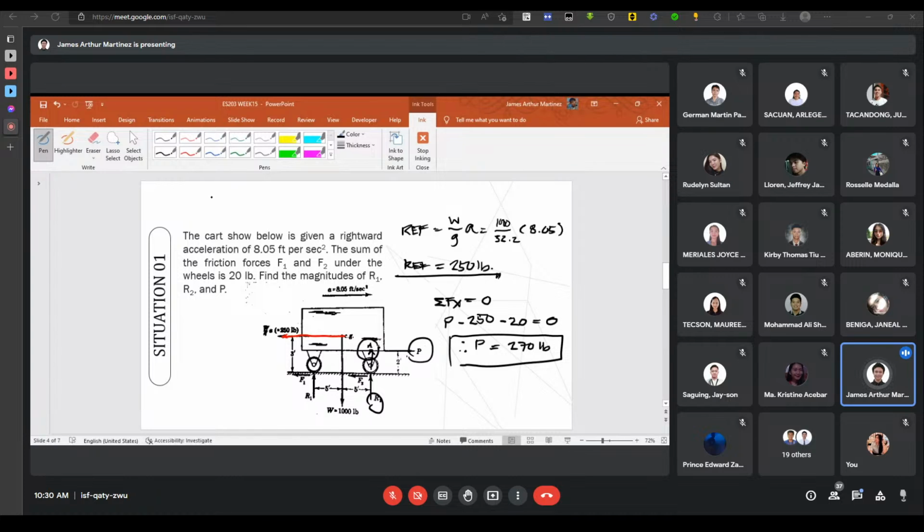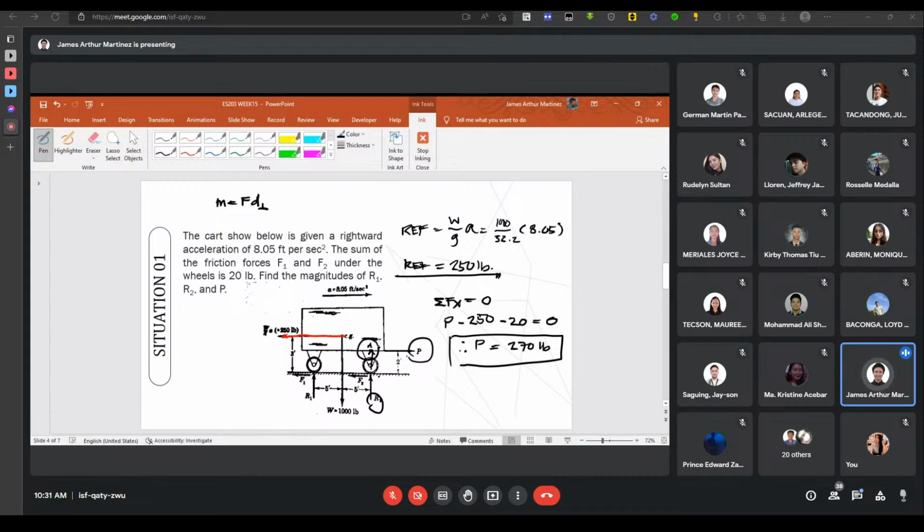Basically, our equation for moment is just force times distance. But the distance here refers to the perpendicular distance of this force to the point of consideration of the moment. So basically, any force that passes through the point where we take moment will just be eliminated, or equal to zero.